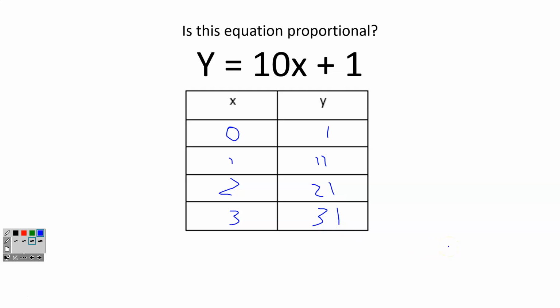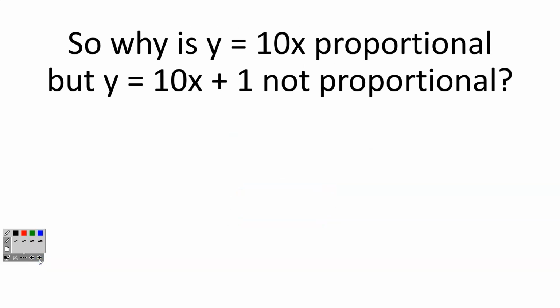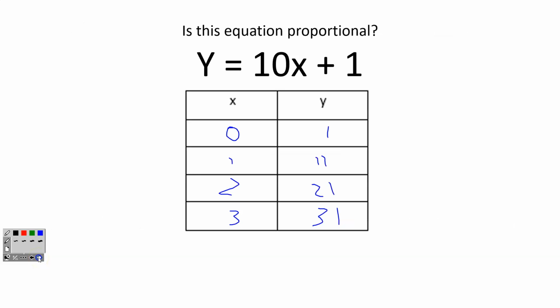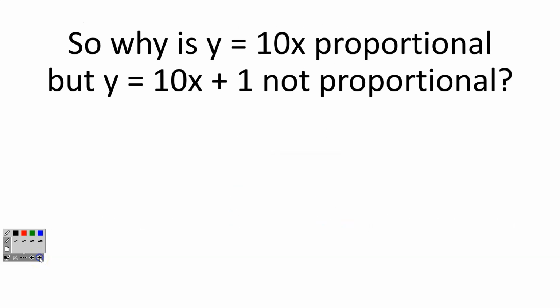So notice what happened when we added that plus 1. All of a sudden, it kind of changed our y values. So why did this one work out so well? And why did this one not?